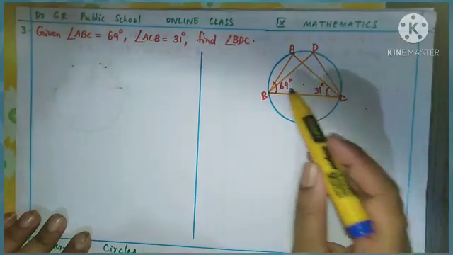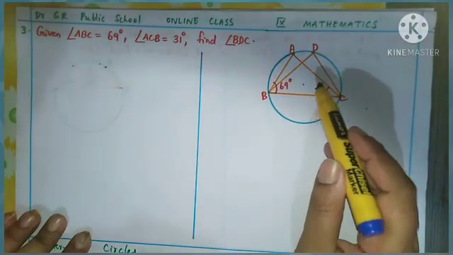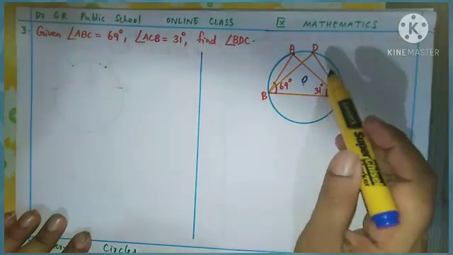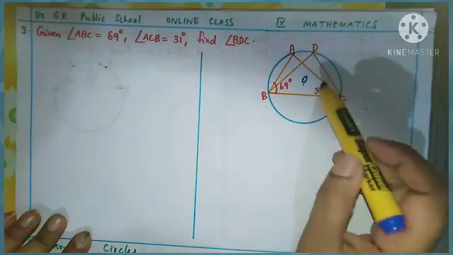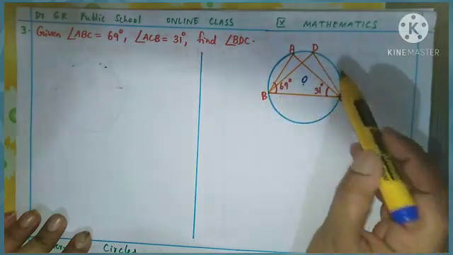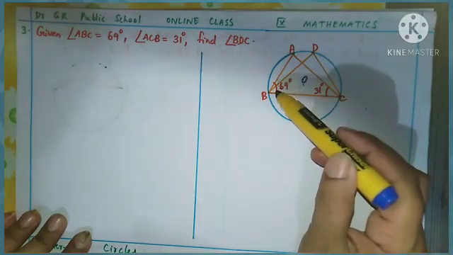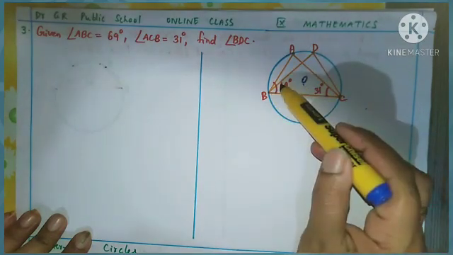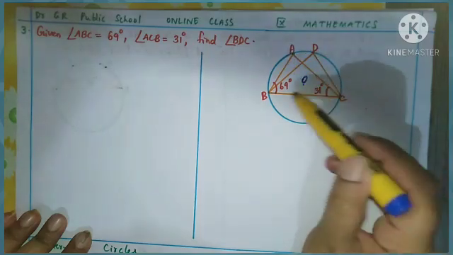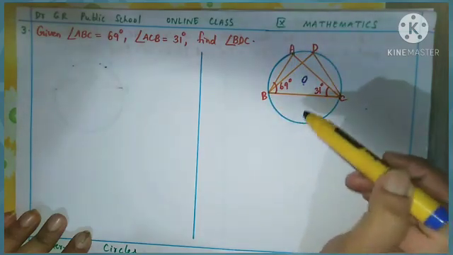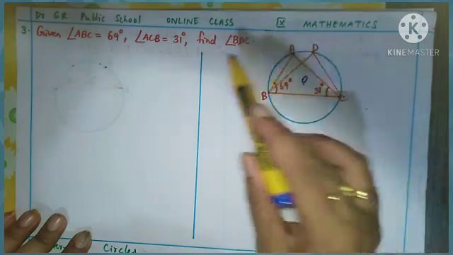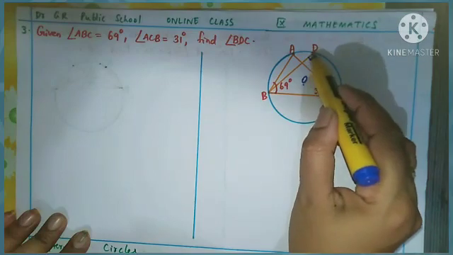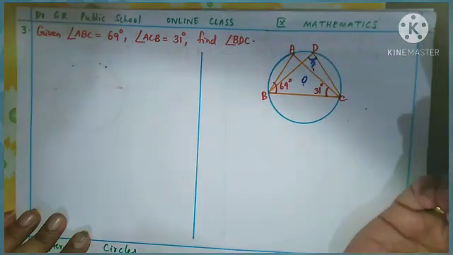Here we can see a circle with the center. Let the center be O. Four points are on the circle, A, B, C, D. Angle ABC is 69 degrees and angle ACB is 31 degrees. That is given. We need to find angle BDC. BDC means this angle. This angle we want to find out.